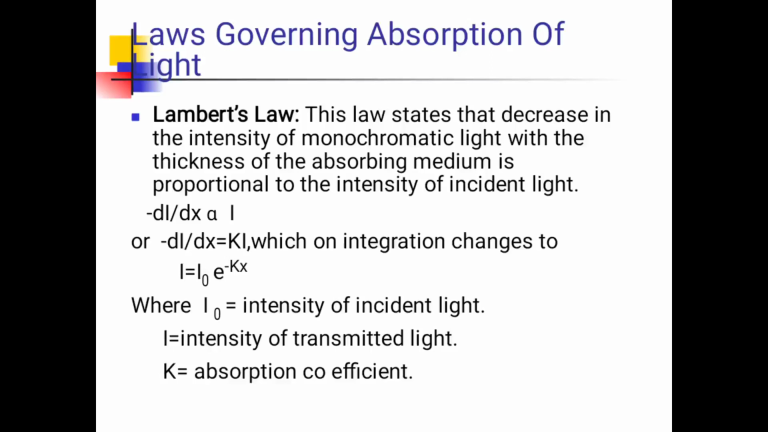We put a proportionality constant k. I equal to I naught e power minus kx. What is I? I means intensity of transmitted light. I naught is intensity of incident light. k is the absorption coefficient.